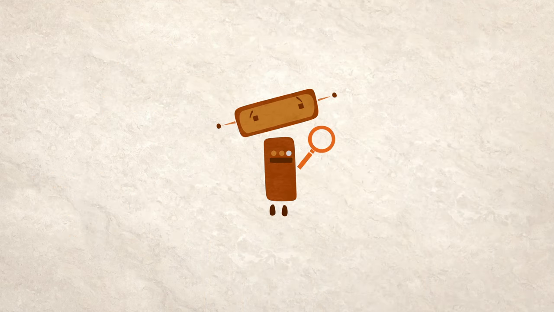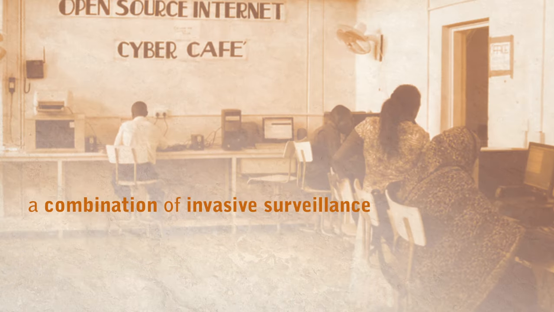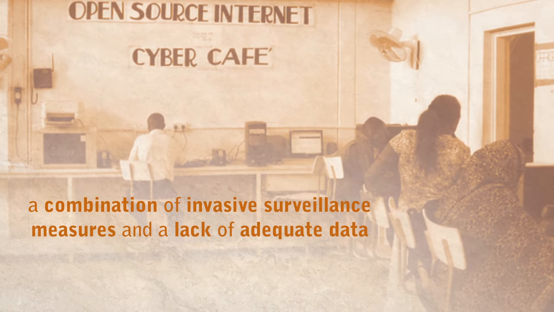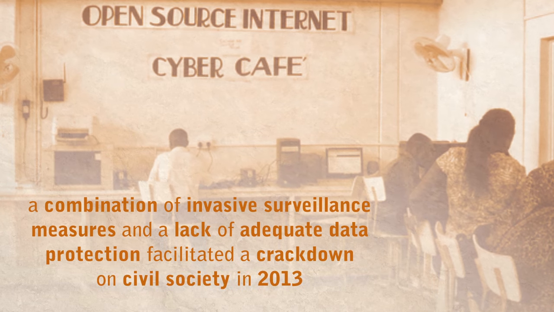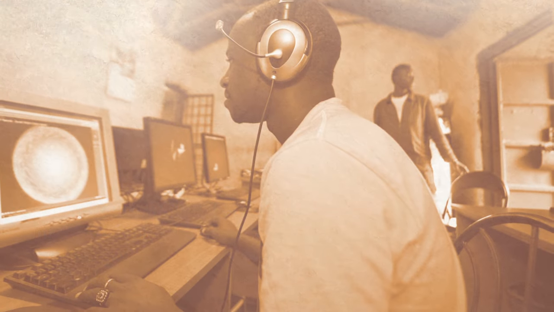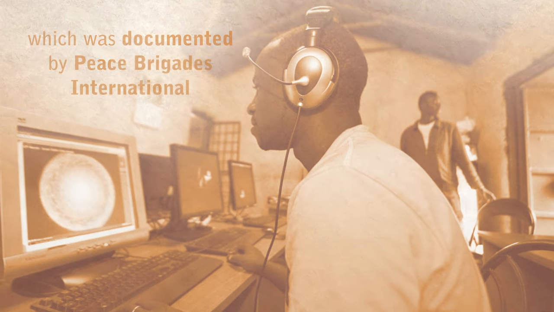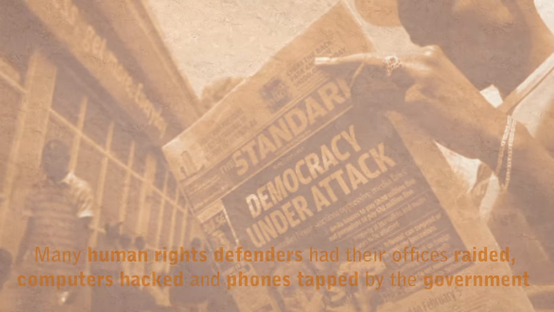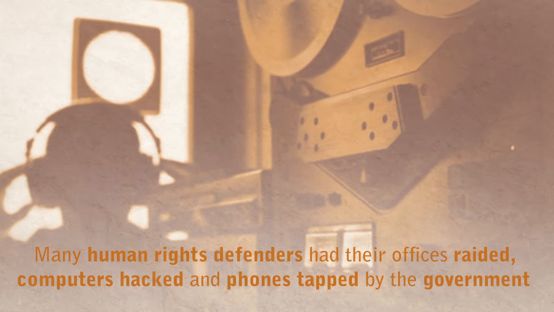Next, let's look at surveillance in Kenya. In Kenya, a combination of invasive surveillance measures and a lack of adequate data protection facilitated a crackdown on civil society in 2013, which was documented by Peace Brigades International. Many human rights defenders had their offices raided, computers hacked, and phones tapped by the government.